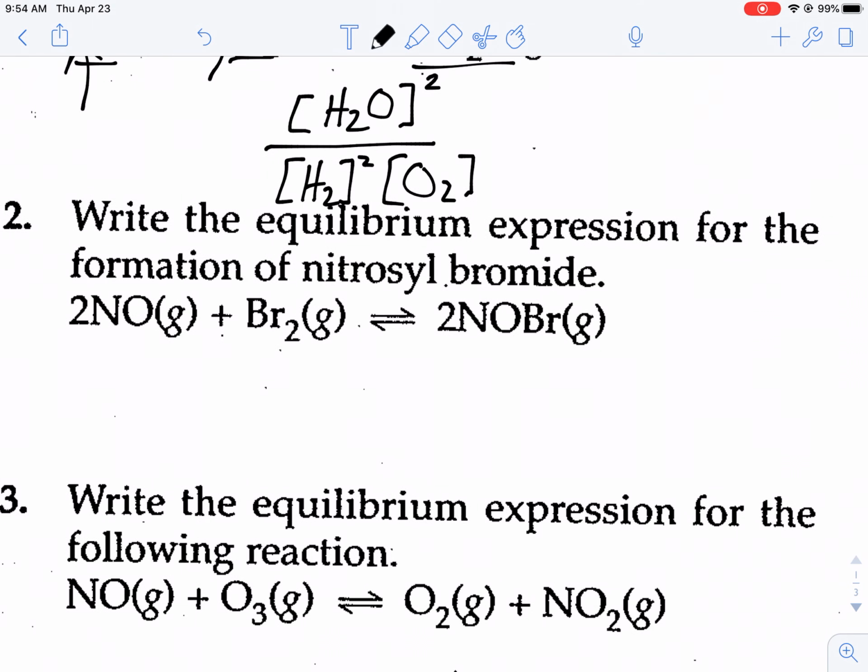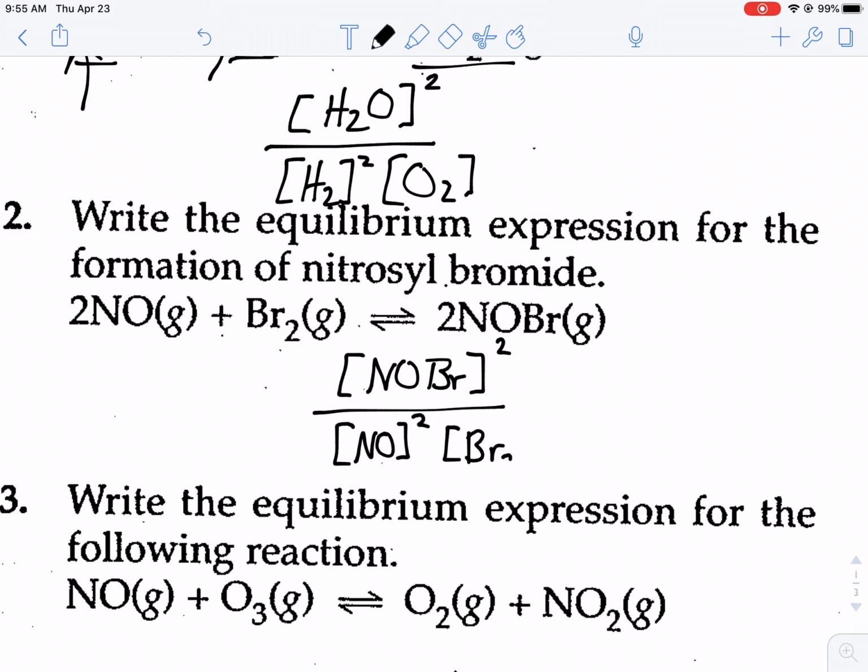Okay, let's look at the next one. Write the equilibrium expression for the formation of nitrosyl bromide. Okay, they're all gases, so I know that I'm going to put every one of them in the expression, and I'm going to start by taking NOBr, the concentration of it, squaring it, and I'm putting that over the concentration of NO squared times the concentration of Br2. Okay, no coefficient, so it's not squared.